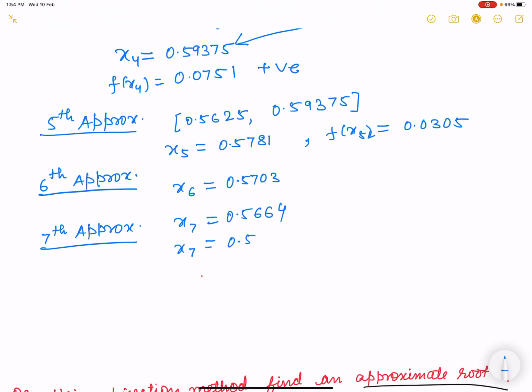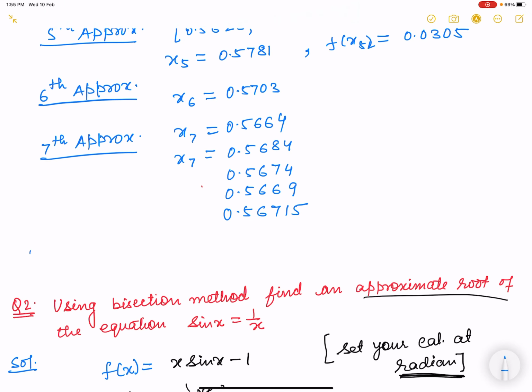If we go on doing this, that is bisecting and finding the values at different points, we will reach, say, 0.5684, then 0.5674, then 0.5669, then 0.56715. Finally, we can say that 0.56715 is the root correct to 3 decimal places.